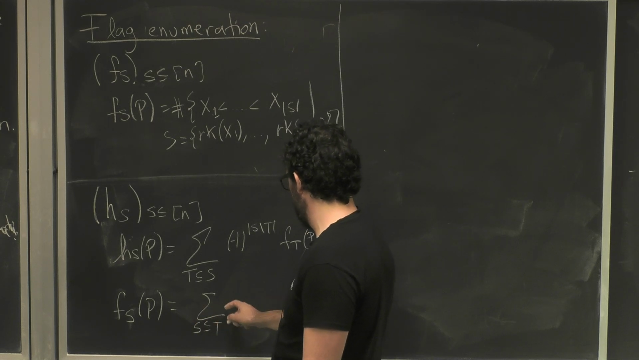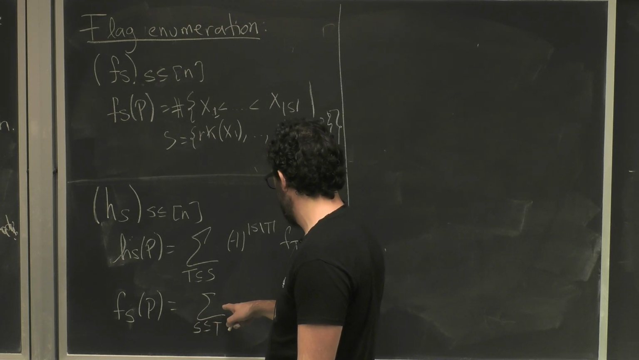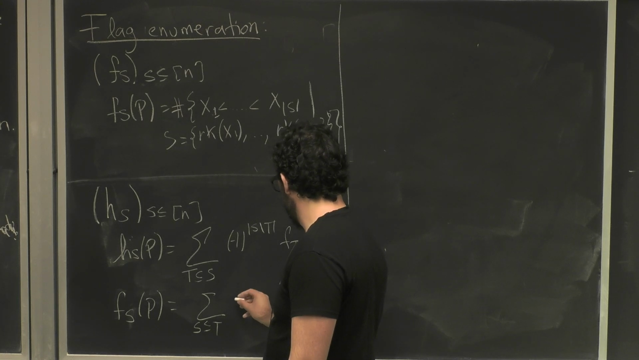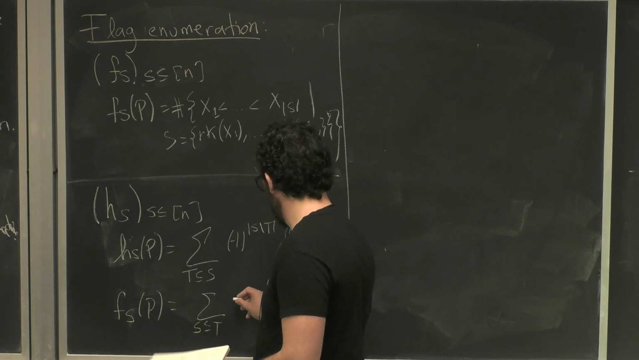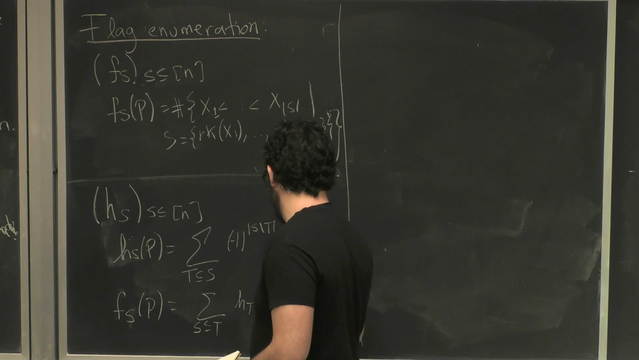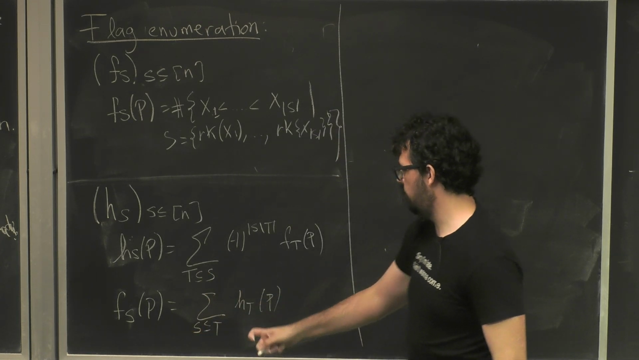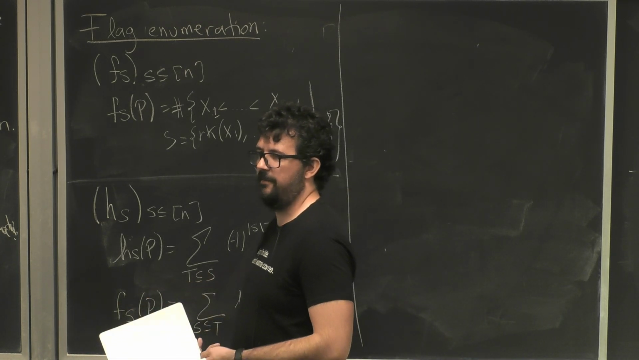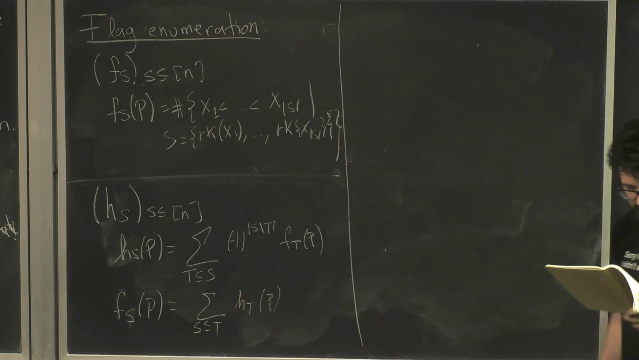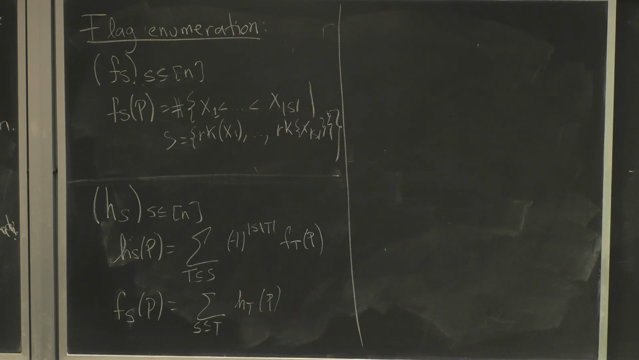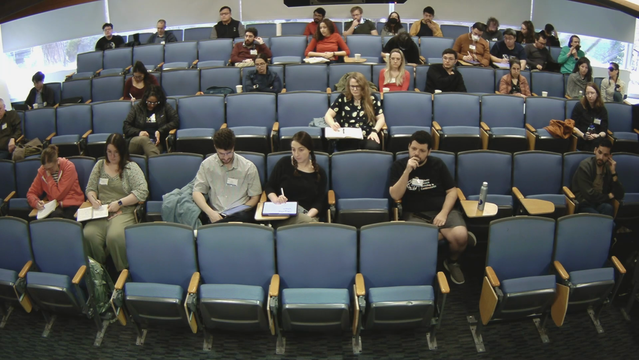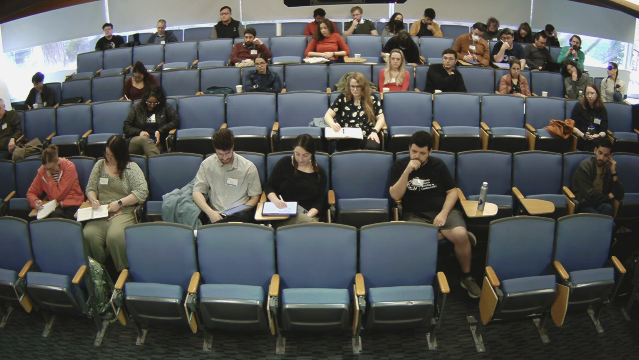What we do is we add things. Okay, so the h's are numbers that add to the f's when you sum over all the subsets. Maybe you want to swap S and T in the indices. Yes, correct. T subset of S. You're right. Thank you.